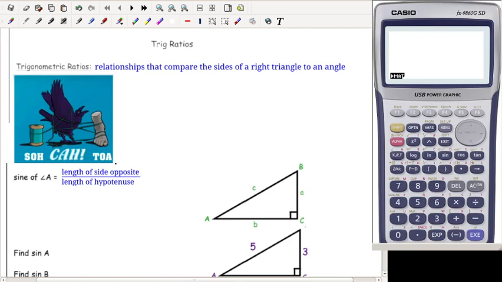And that's going to have something to do with this image right here. Maybe it helps you think, SOH CAH TOA. And we're going to find out what that means.